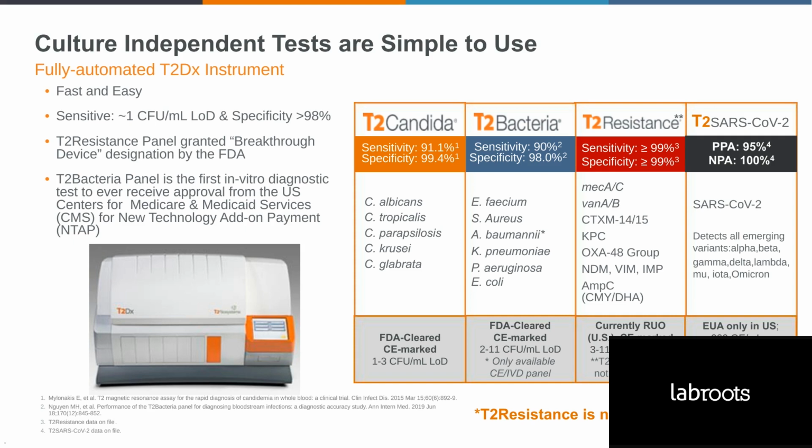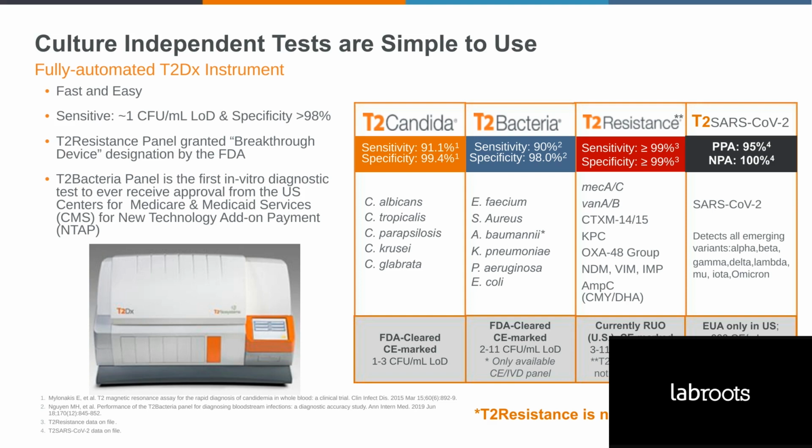Talking about the T2Candida panel, it covers the five fungal pathogens mentioned here on this slide, and these pathogens are known to lead to more than 90% of invasive candidiasis. This is both FDA cleared and CE marked and has high sensitivity, as I already mentioned, and specificity of 99.4%.